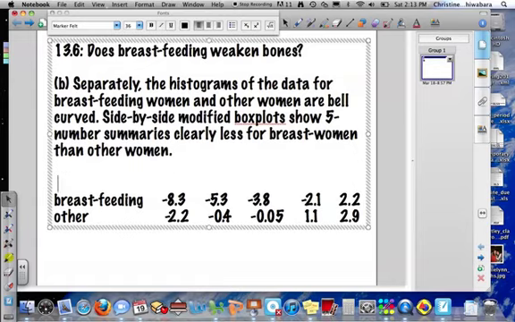It'd probably be a good idea for you guys to actually write down what these values are if they were to be asking you this on the AP exam.